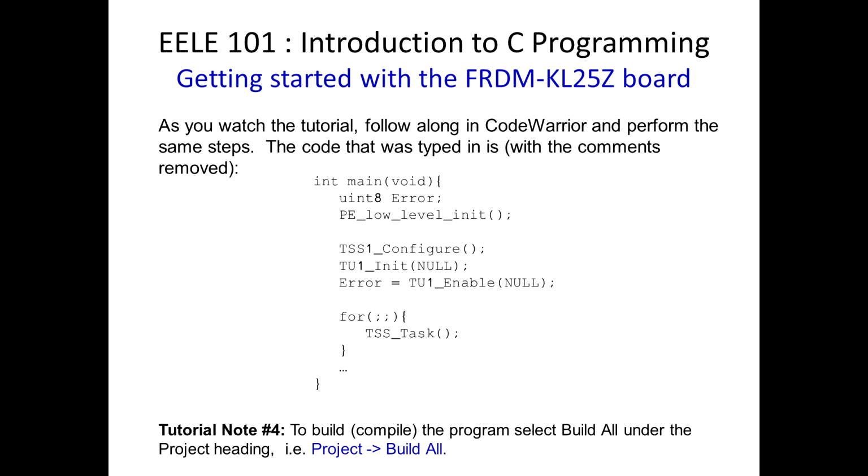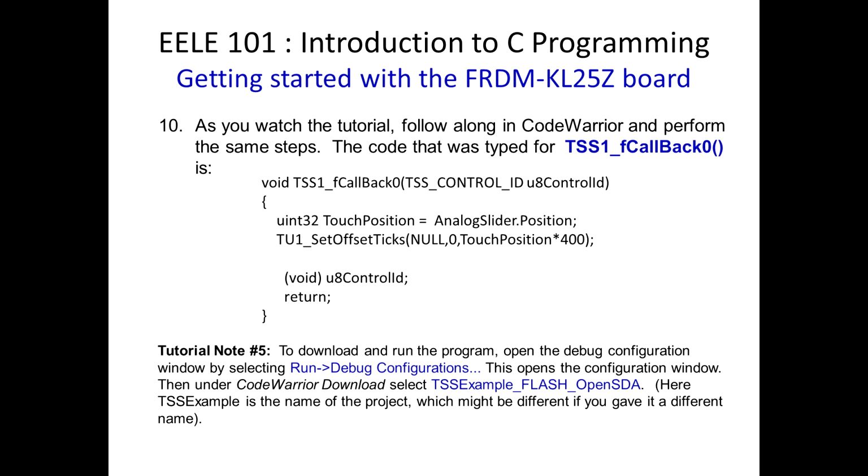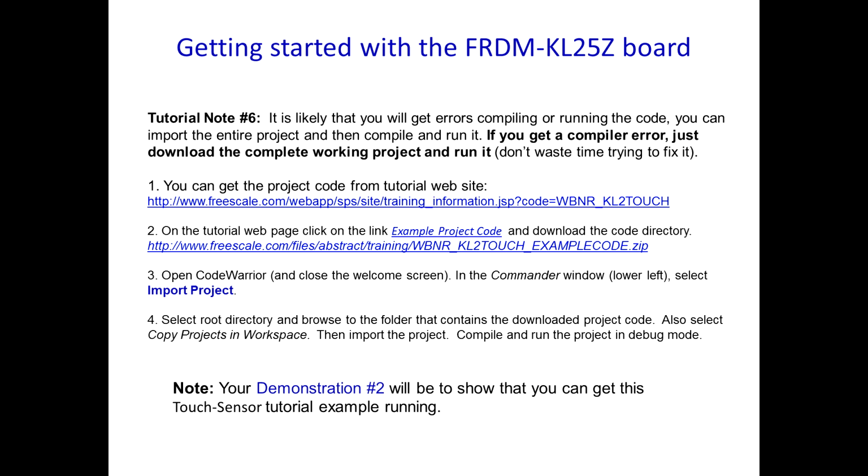When you're following along the video, it will be typing in particular code. That's also kind of hard to see, so here's an example so you can see it better. You'll need to type this in, and then to compile, you need to do Project, Build All. Here's some more code that needs to be typed in. We're including it here so you can see it a little bit better. Then to download and run the program, you need to open the debug configuration window, where you go under Run, Debug Configurations, and select the particular example.